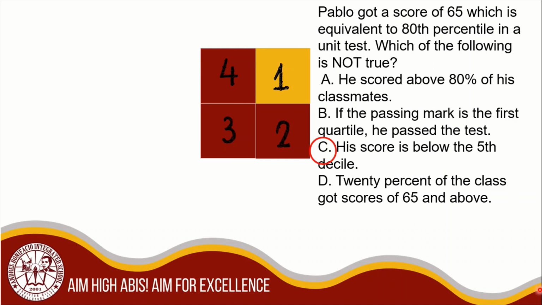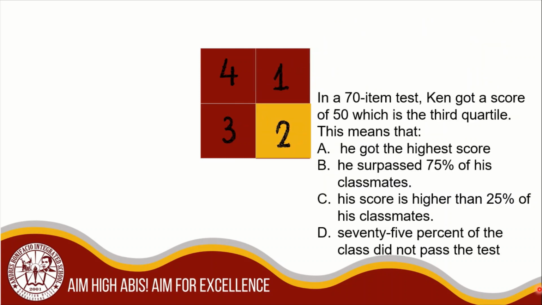The answer, his score is below the 5th decile. 65 is the 80th percentile. Ibig sabihin, 80% of the scores is less than or equal to 65, and the remaining 20% is greater than or equal to 65. Ang score na below 5th decile is pasok sa 50th percentile na hindi naman tugma doon sa given scenario natin.